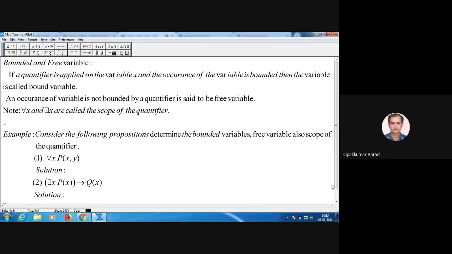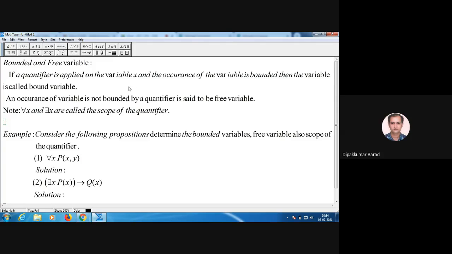So if a quantifier is applied on variable x and the occurrence of the variable is bounded, then the variable is called a bound variable. An occurrence of a variable not bounded by a quantifier is said to be a free variable. Now, for all x and there exists x are called the scope of the quantifier. If we apply for all x to some statement p of x, then x is bounded. If we apply there exists x on some p of x, then x is bounded.